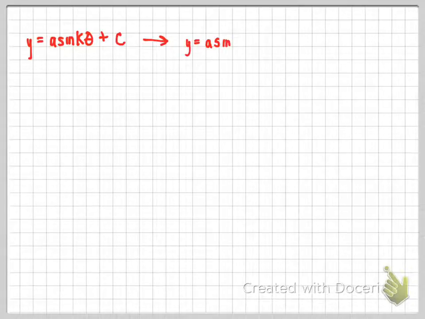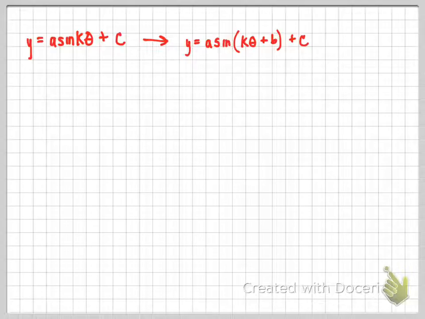Okay, so now we're going to start talking about our final piece of information. Our final piece of information is taking y equals a sine k theta plus c and changing it to the general form of a sine function. Y equals a sine k theta plus, we'll say b plus c.